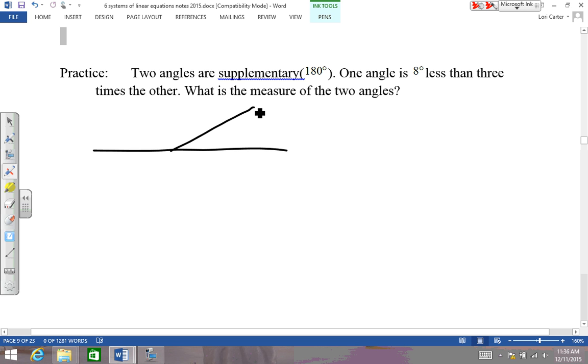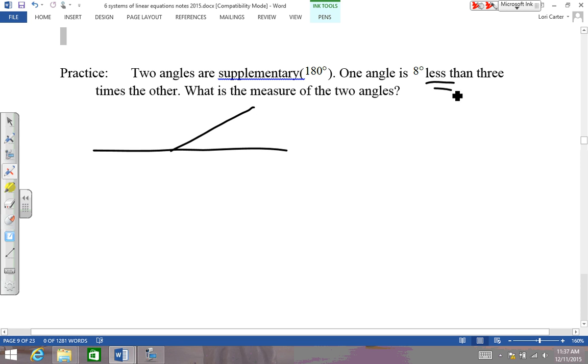Are we good so far? Okay, now the next sentence says, one angle is 8 degrees less than 3 times the other. Now that's a simple word problem we've done from chapter 1. What does it all mean? It means 8 minus 3x. Very close. What does less than mean? It's a very, very special one. How do we subtract? It's 3x plus 8. No. 3x minus 8. Yes. This less than is always backward.